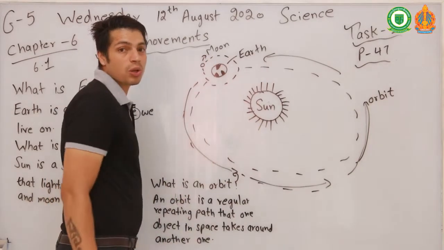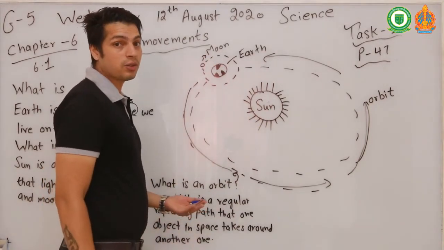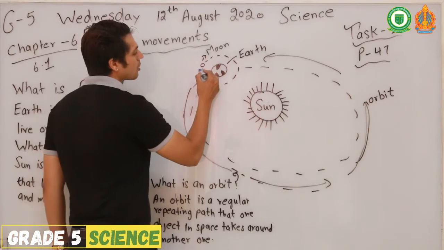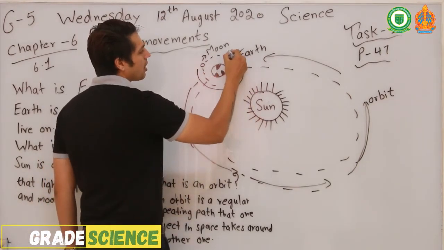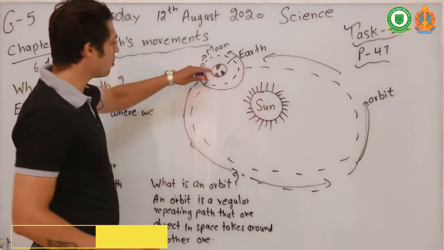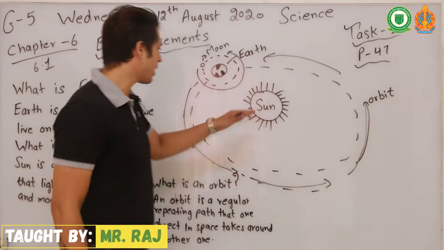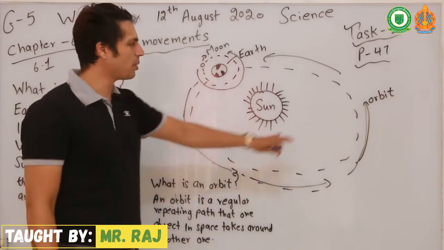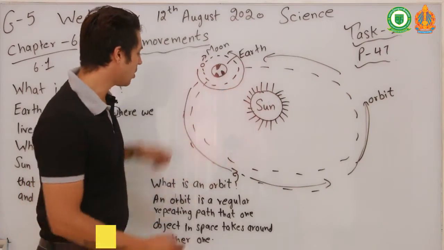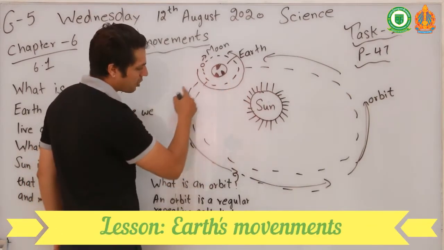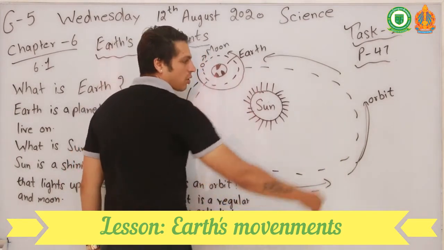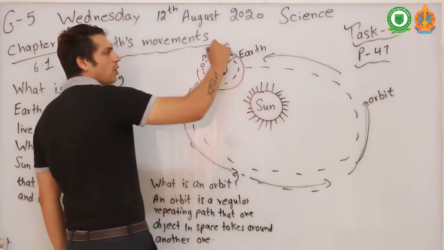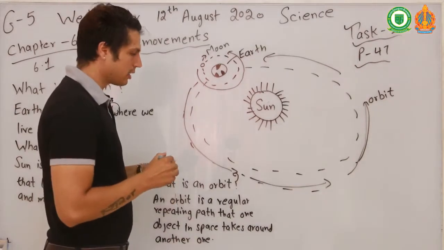And moon also orbits around Earth. So moon also does, okay. Moon also rotates around Earth. So moon orbits around Earth and Earth orbits around sun. Okay, orbit means rotation, like it rotates like this, okay, counterclockwise, okay, and moon orbits around Earth.